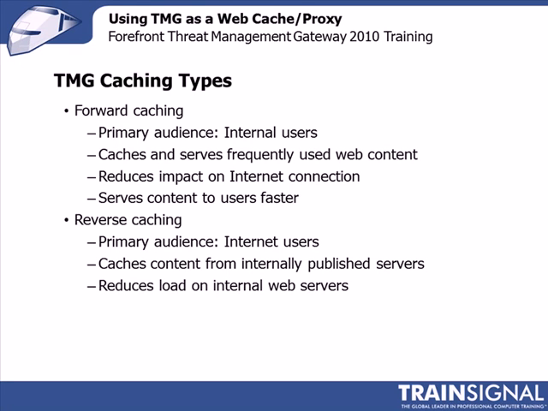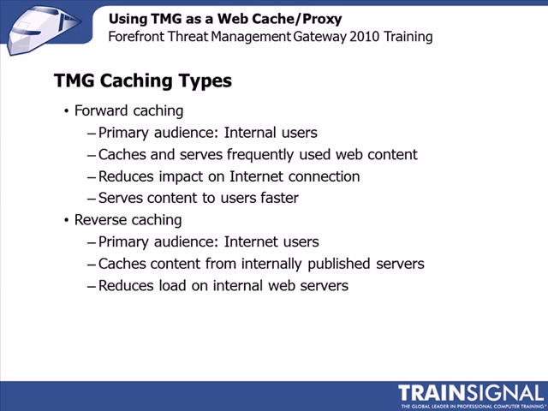Because there are different ways by which Threat Management Gateway makes content available and supports protection of internet users, there are a couple of different caching types you should understand. When you really think of caching in a web proxy type service, you think about what's called forward caching, and this has a primary audience of internal users. This caches and serves frequently used web content and reduces the impact on the internet connection, as I mentioned before, and it serves content to users faster.